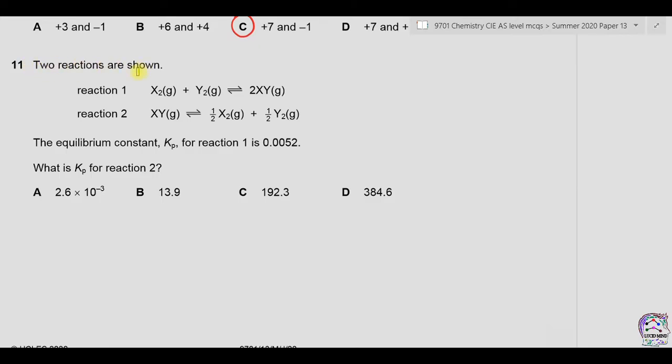Question 11. 2 reactions are shown. This is the first reaction. This is the second reaction. The equilibrium constant Kp for reaction 1 is 0.0052. What is Kp for reaction 2?